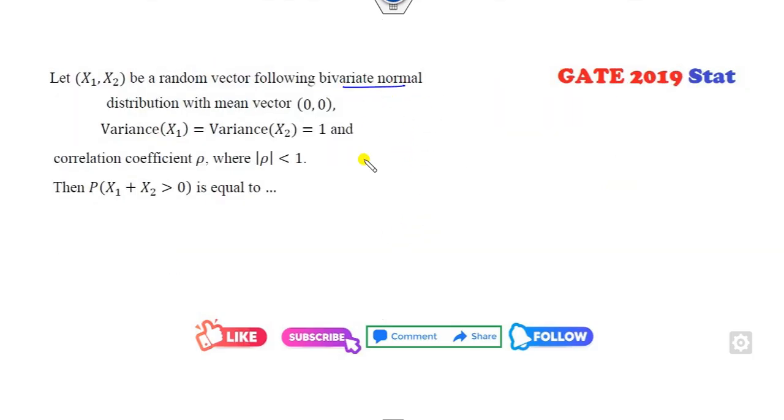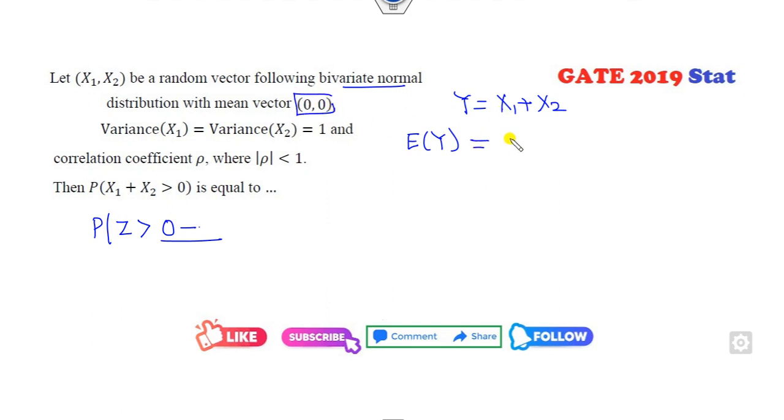Okay, so for the bivariate normal distribution, your target is to find this value. What is the expected value of y? I can try to convert this into z, so I have to subtract the mean. What is the mean of this? The expected value of the mean is 0 plus 0. So if I subtract something divided by whatever the variance of this, the answer will always be 0. So what is the answer? It's 0.5 is the right answer.